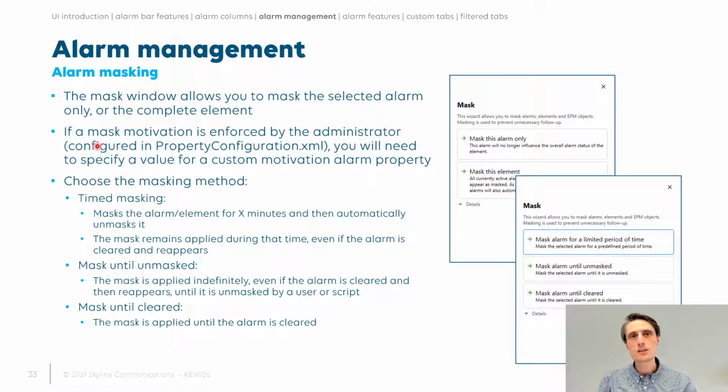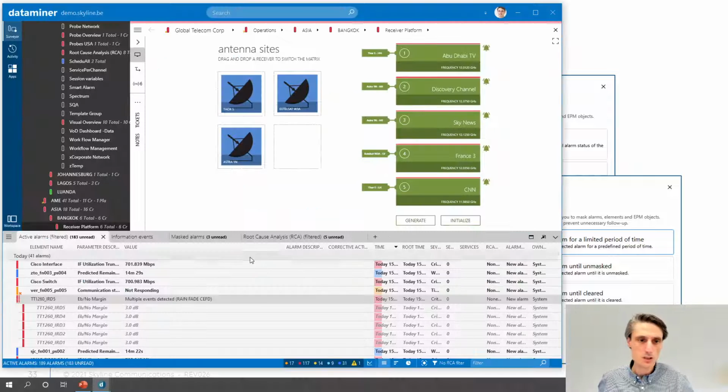And that optional step is something which is by default not configured on the DataMiner system, but you can do so by going to the properties configuration XML. And there you can say, whenever somebody does a mask action, I want him to choose a certain possible value. And I do have that configured on the demo system here.